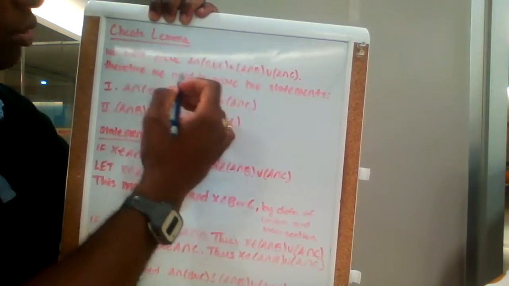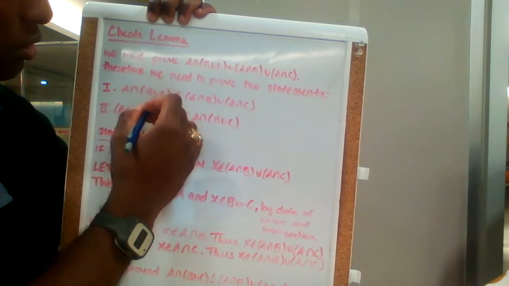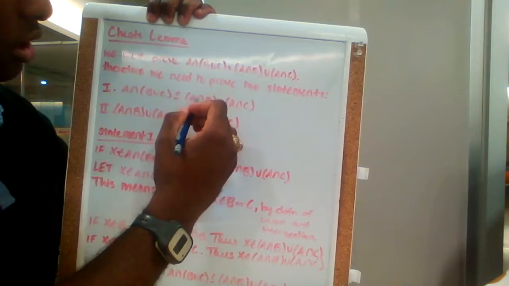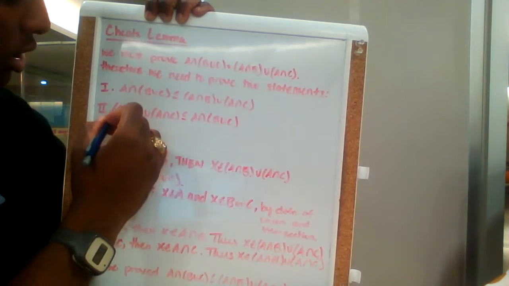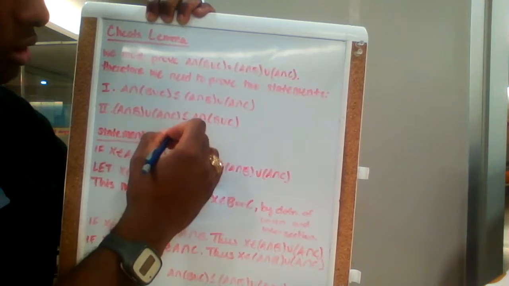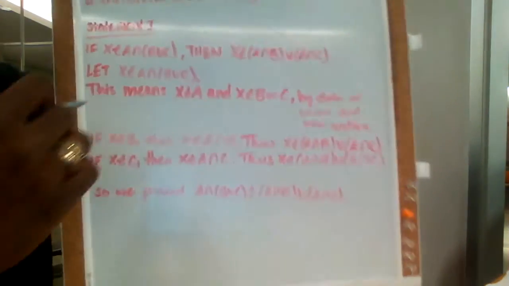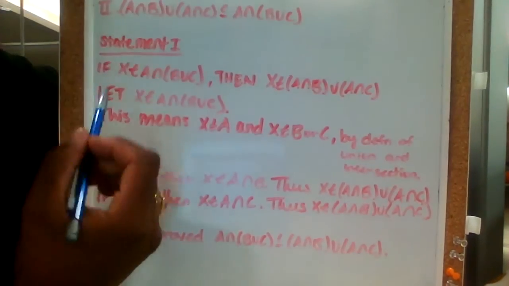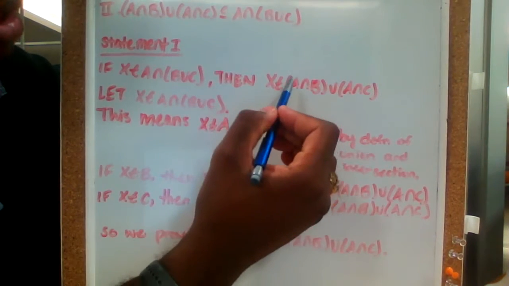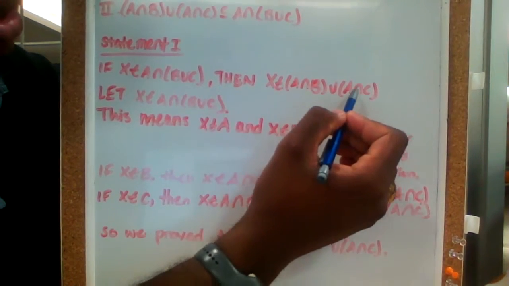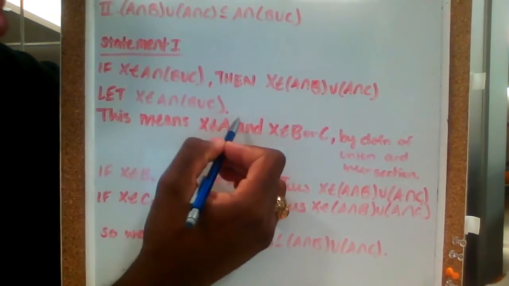Because of the statement, we must prove two statements. 1, A intersect (B union C) is a subset of (A intersect B) union (A intersect C), and 2, (A intersect B) union (A intersect C) is a subset of A intersect (B union C). So for statement 1, if x is in A intersect (B union C), then x is in (A intersect B) union (A intersect C). So we let x be in A intersect (B union C).